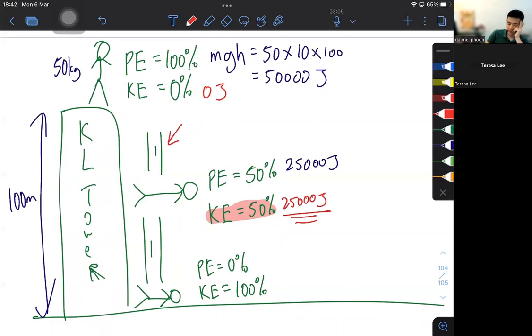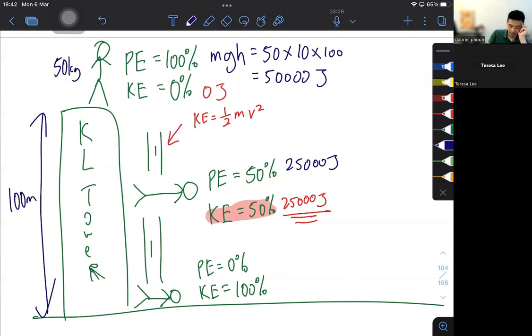What's the formula for kinetic energy again? It's 1/2 mv squared. Good, right? So essentially I'm looking for v, right?